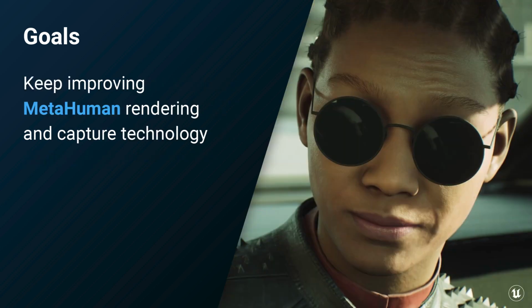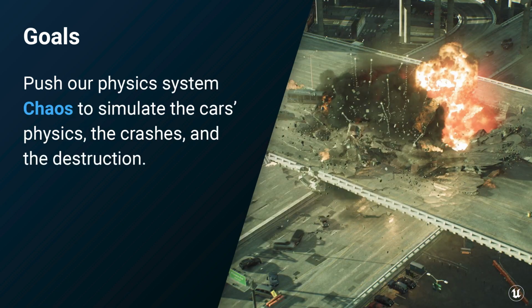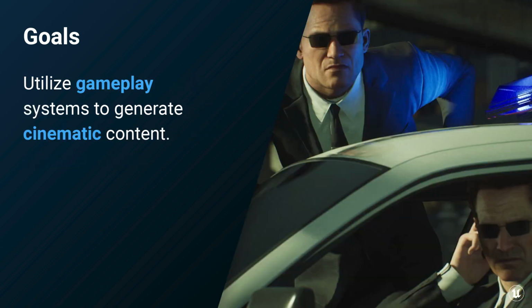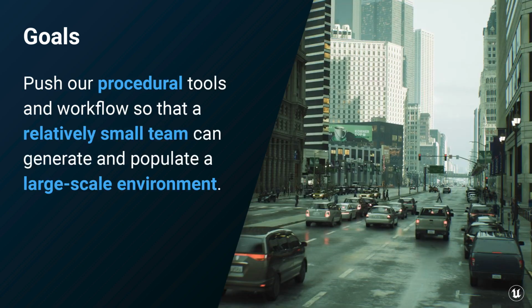Like every year, we want to keep pushing our MetaHuman technology, like the way we render it and also the way we capture it. Then we want to keep pushing our physics system Chaos, to simulate the car physics, the crashes, and the destructions. Another important part is that we wanted to utilize the gameplay system to generate cinematic content. For example, the cinematic artists could use the playable cars and record themselves driving around the city and use those takes for cinematic shots. We also wanted to push our procedural tools and workflow so that a relatively small team can generate and populate a large-scale environment.